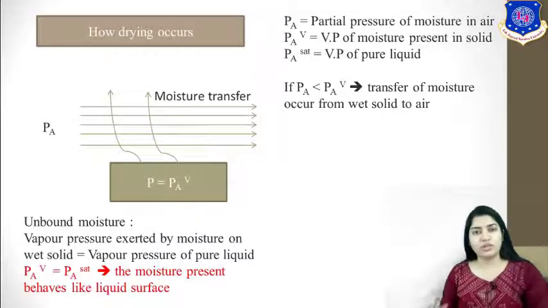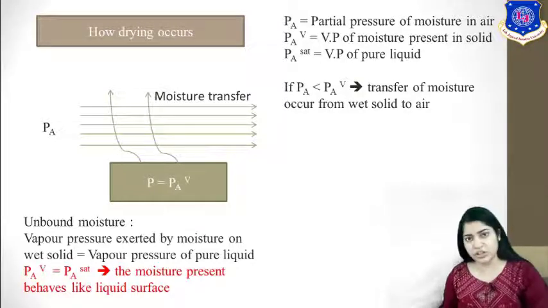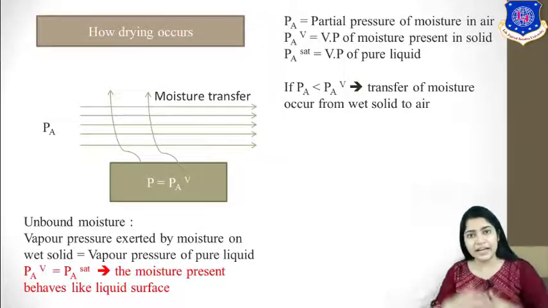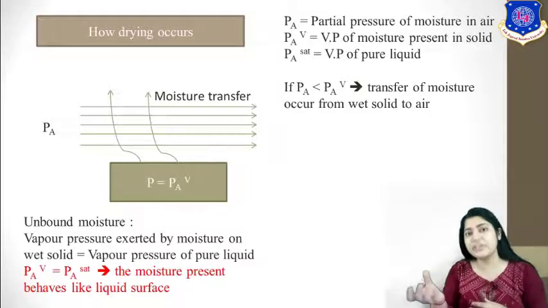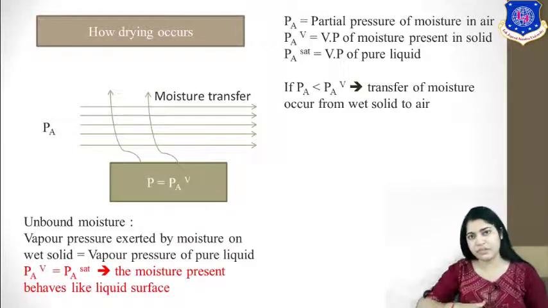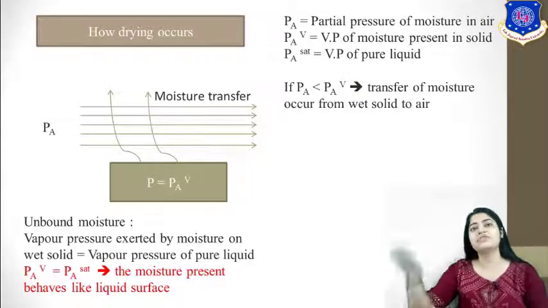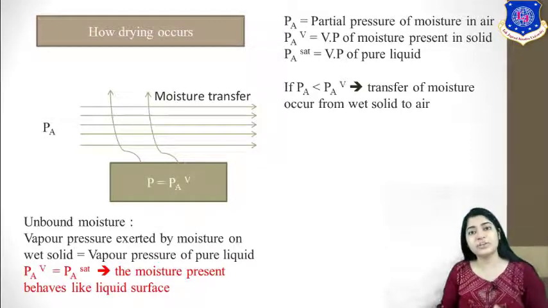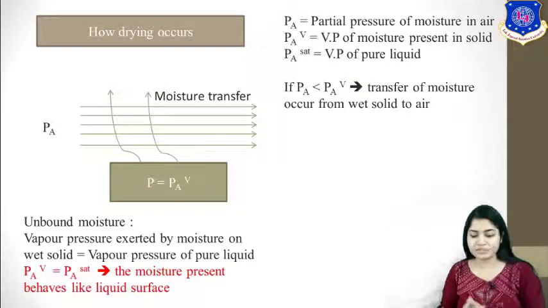Now, for transfer of moisture to occur, what is necessary? That partial pressure of moisture in the air must be less than vapor pressure of moisture on the solid surface. Then and only then there would be a difference in mass. Then and only then from the surface your moisture will transfer into air, if the partial pressure of your water vapor is less than the vapor pressure of moisture which is present in your wet solid, right?